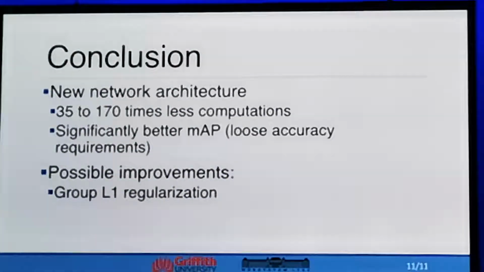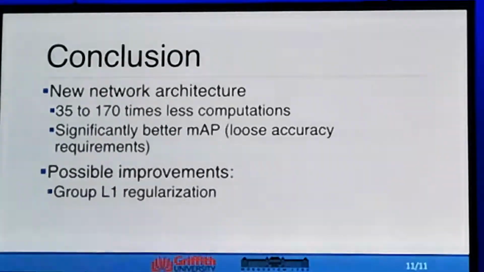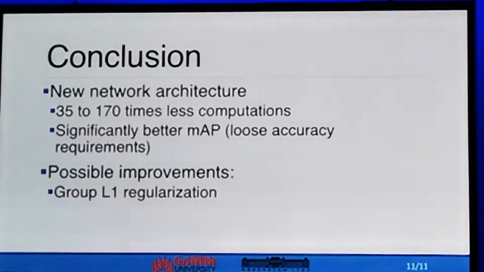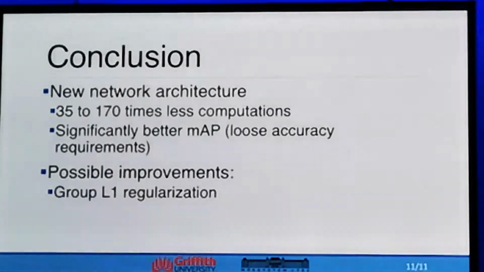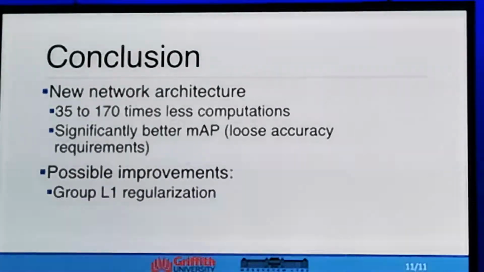Right, so to conclude it all, we propose a new network architecture. Depending on which version you compare, the unpruned ROBO architecture is about 30 times less computation than the Tiny YOLO V3. The pruned half-res version is about 170 times less computation, and we achieved significantly better mean average precision on medium and loose accuracy criteria. And of course, all our code, the dataset, and the pre-trained models are uploaded to GitHub, so you can use them if you wish.